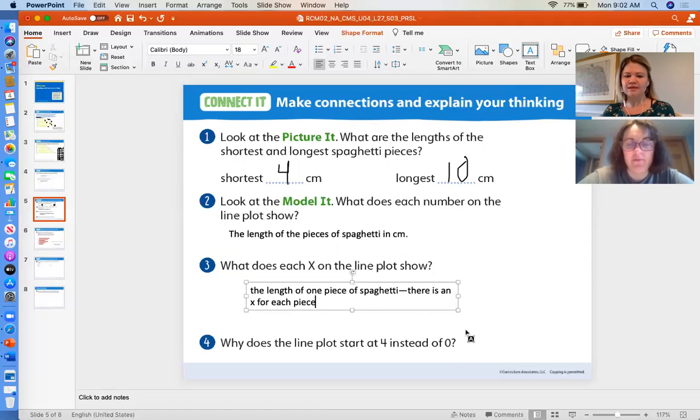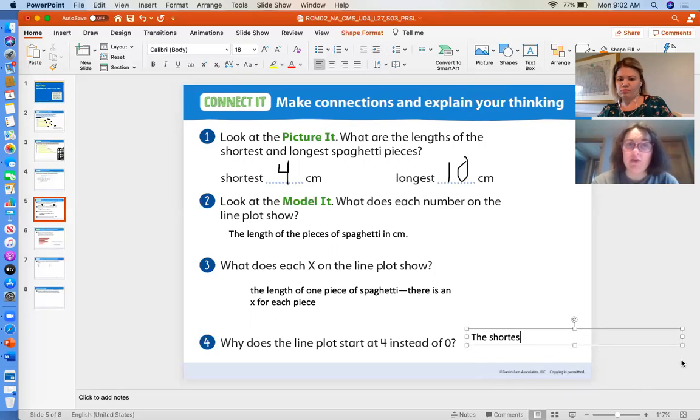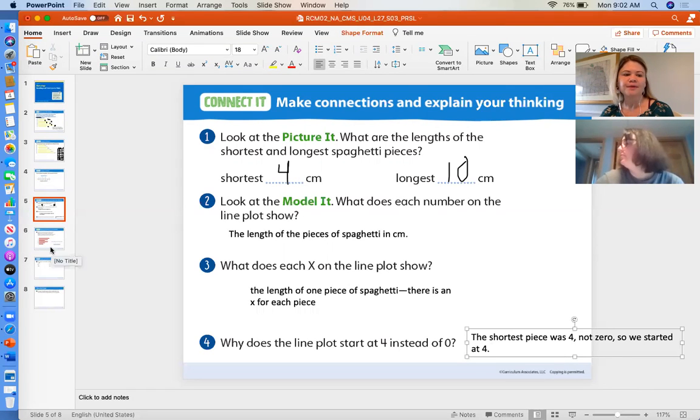All right, and then the next one says, why does the line plot start at 4 instead of 0? Remember, we always start with the shortest piece or the littlest number. Okay, so in this case, we did shortest. So we always start with that. It wasn't 0. There weren't any pieces of spaghetti that were 0. So we can't start with the 0. We have to start with what the data has given us, and that was 4. Good job. Okay, let's look at another problem.